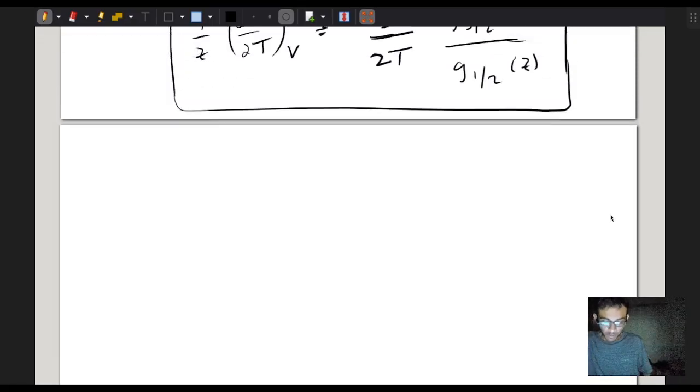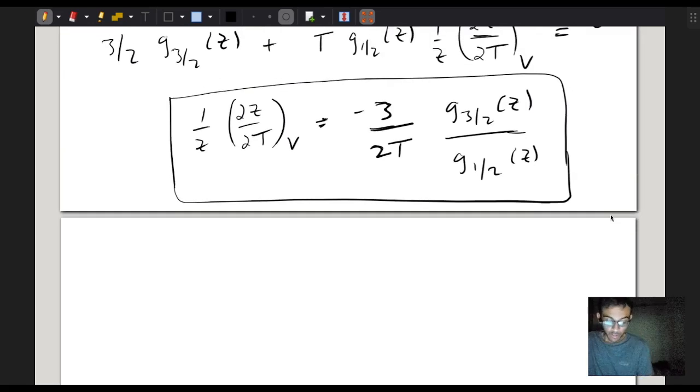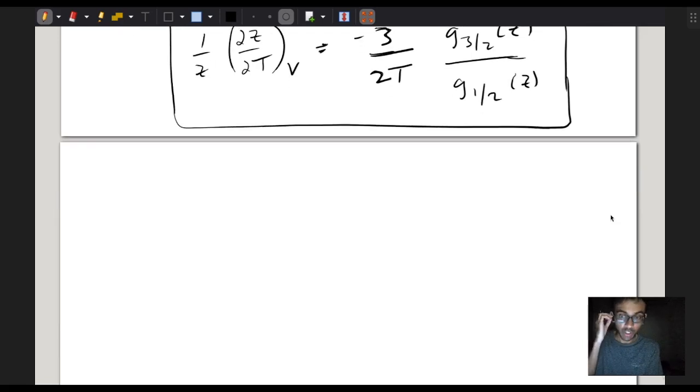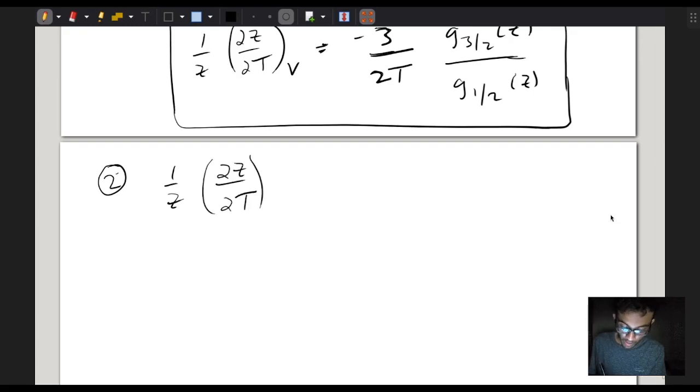Okay, so now let's continue with the second step, the calculation of this quantity, dou z by dou T at constant pressure. As we'll see, these derivatives that we are calculating will be useful for the calculation of heat capacities. The heat capacities can be expressed in terms of these quantities.